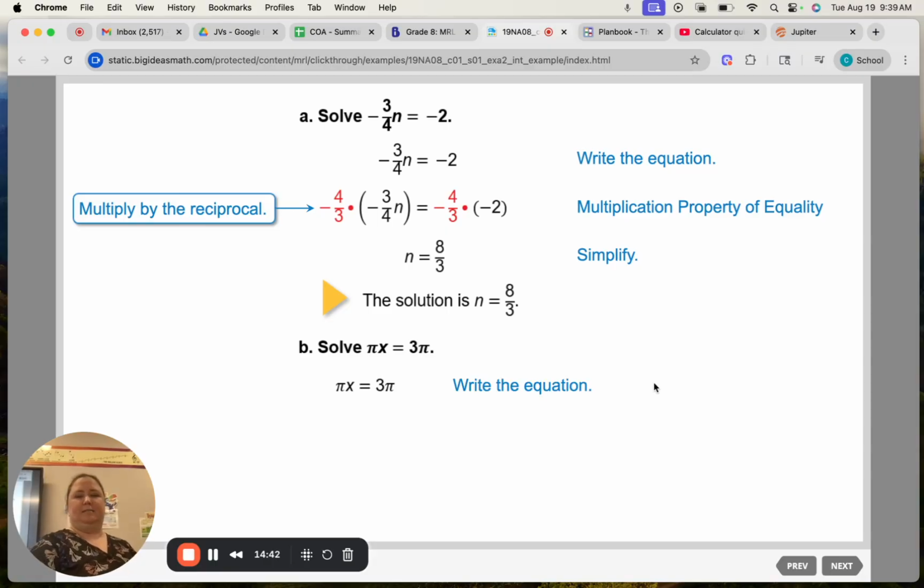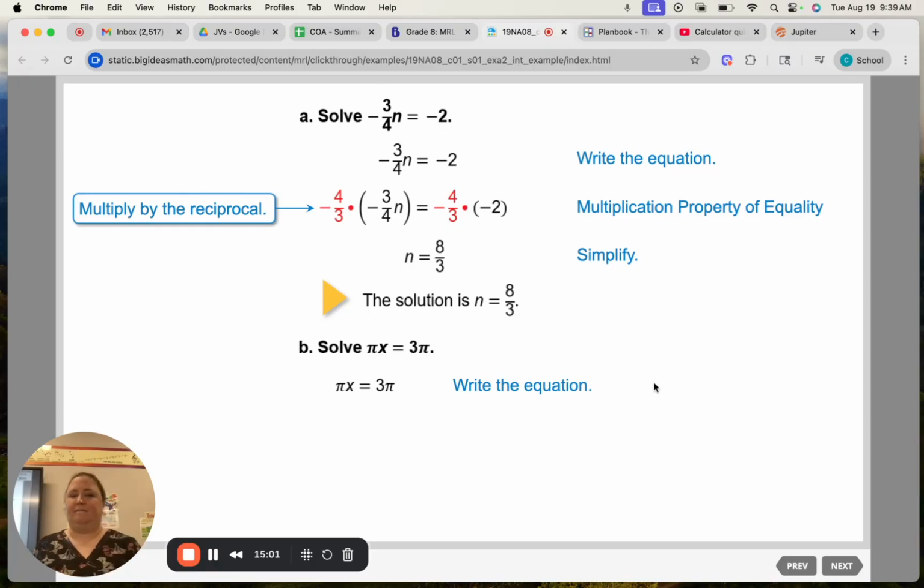All right, let's do B. So we have pi x equals 3 pi. Pi, you do 2 straight lines and a squiggle sitting on top of it. Like a little column in Roman times.